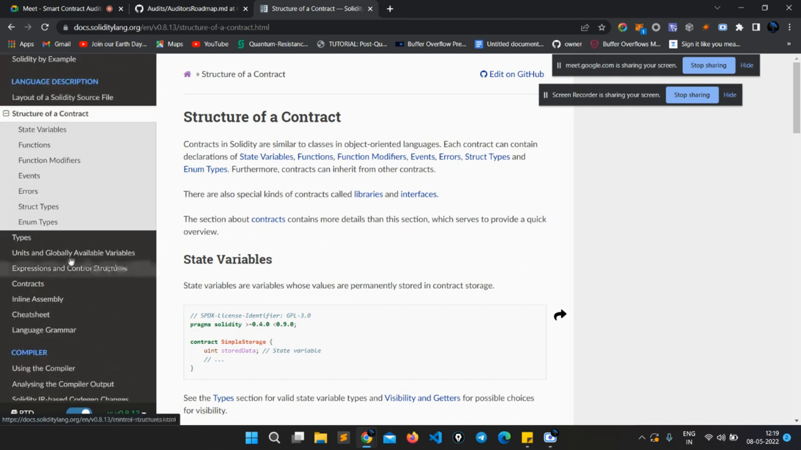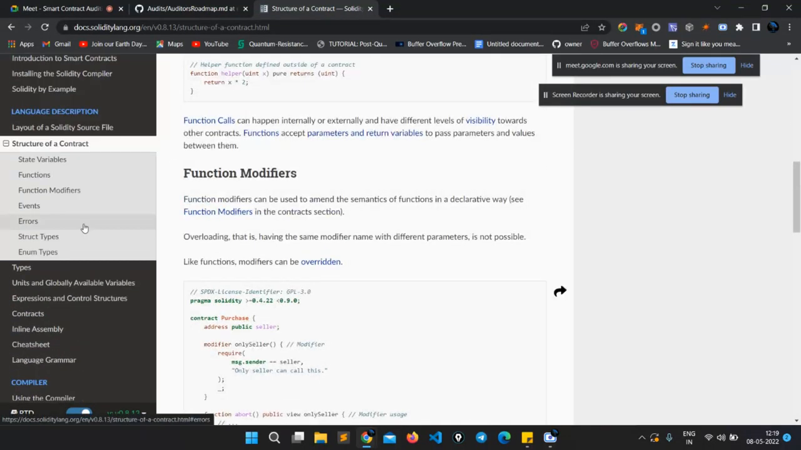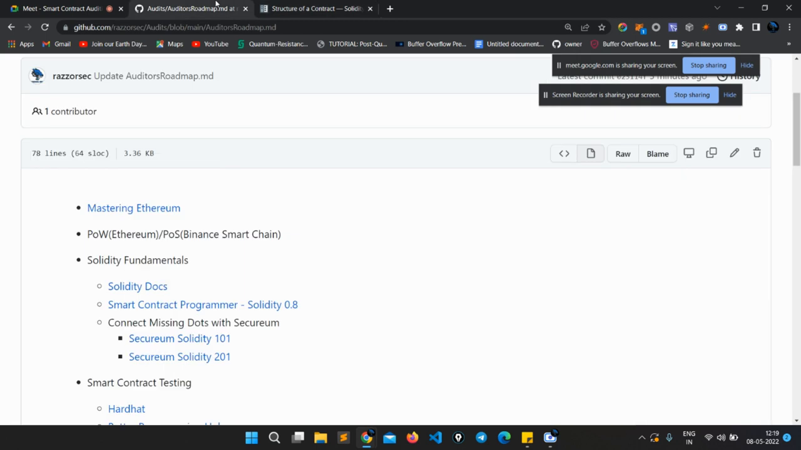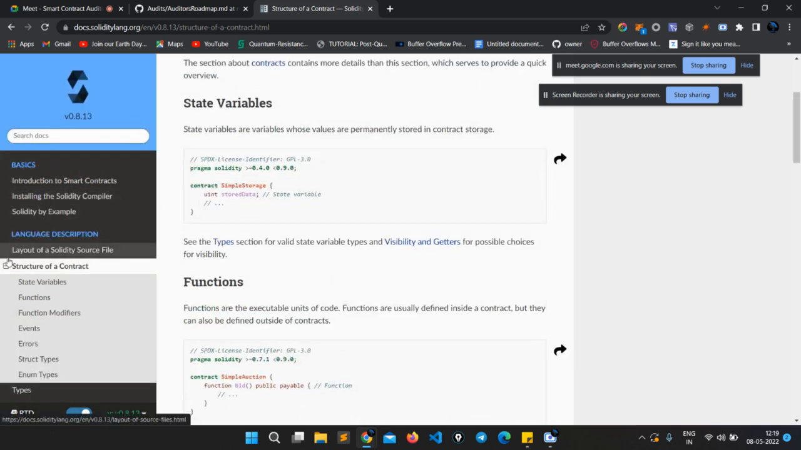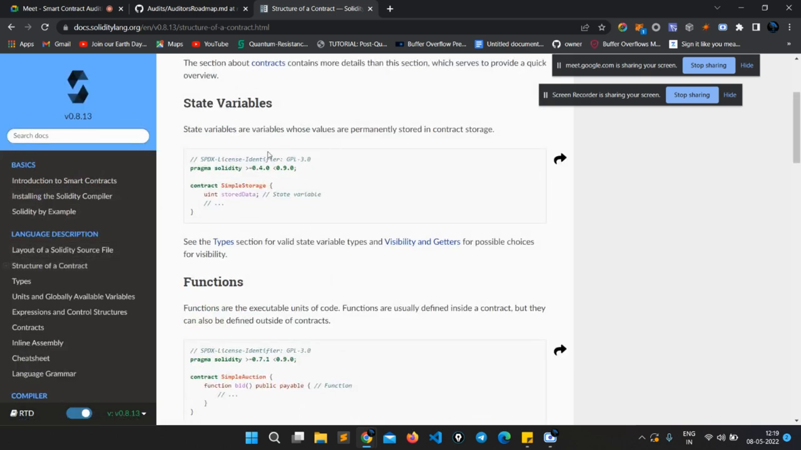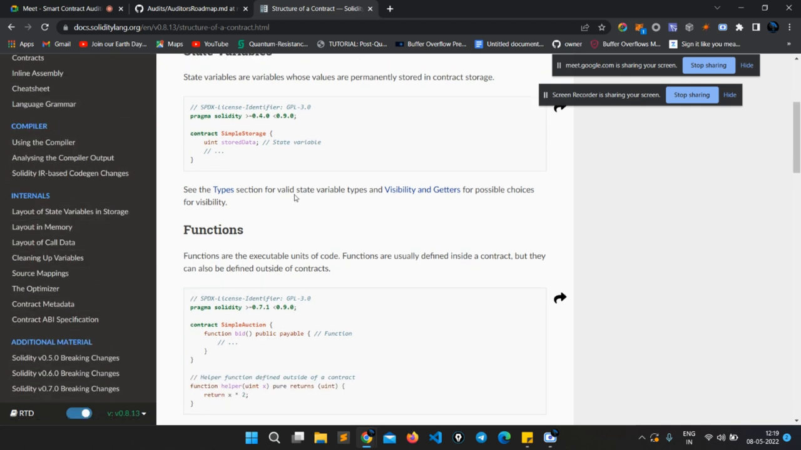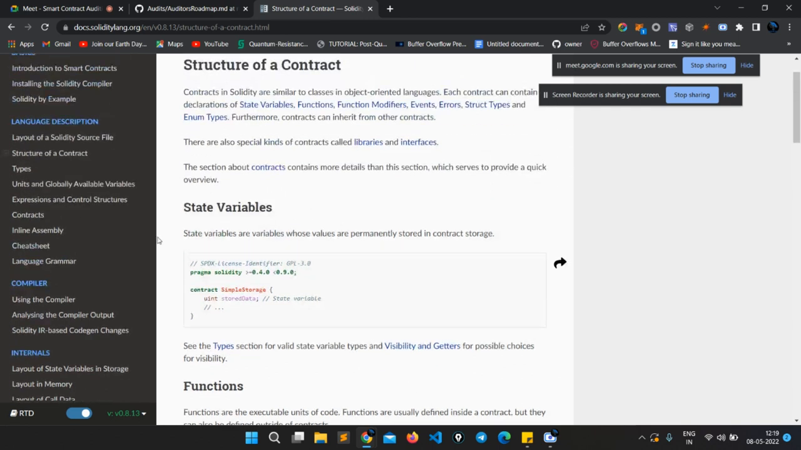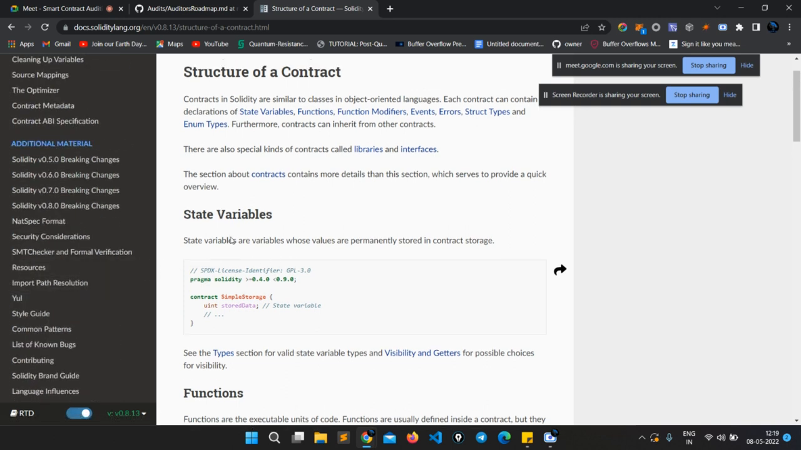So once you are done with these things, like state variables, you can now learn the different components from here as well. But let's have more visual resources, right? So once you're done, this is something you're supposed to follow throughout your journey of Solidity. You will be required to go back and forth to this document. In future, if you're not able to understand something, you can always come up here and start reading about it, right?